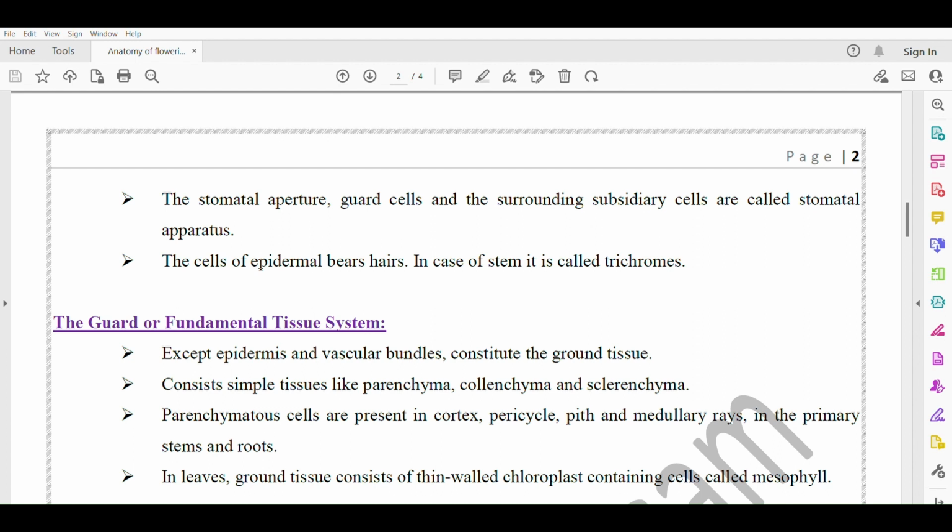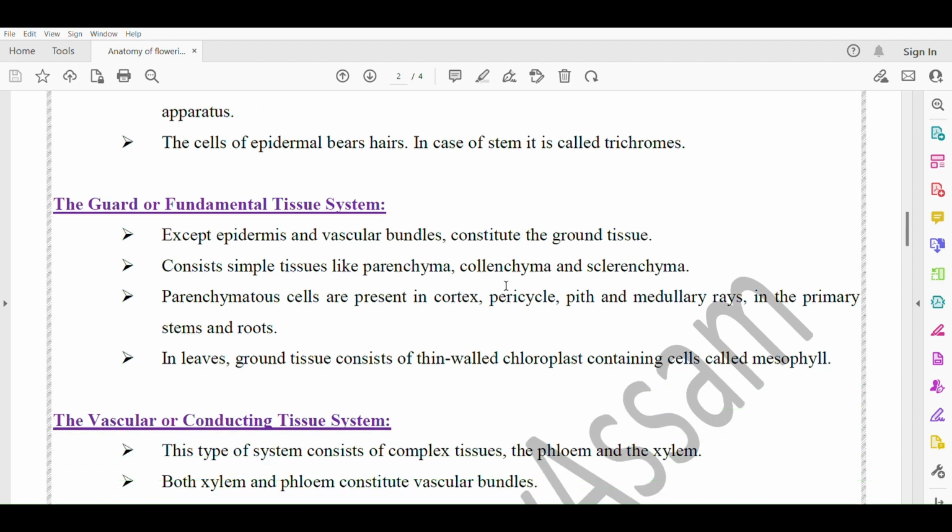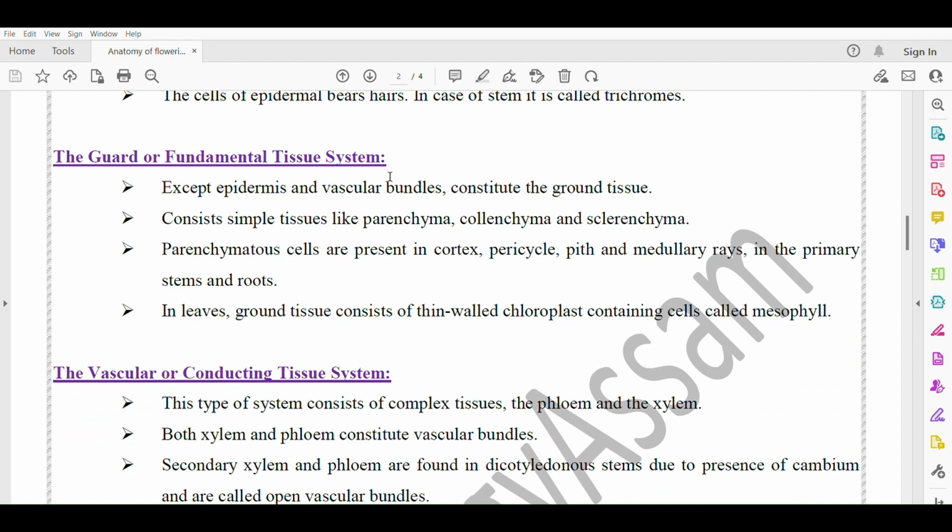The cells of the epidermis bear hairs. In case of stem, they are called trichomes. The ground or fundamental tissue system: all tissues except epidermis and vascular bundles constitute the ground tissue. It consists of simple tissues like parenchyma, collenchyma, and sclerenchyma. Parenchymatous cells are present in cortex, pericycle, pith, and medullary rays in the primary stems and roots. In leaves, the ground tissue consists of thin-walled chloroplast-containing cells called mesophyll.